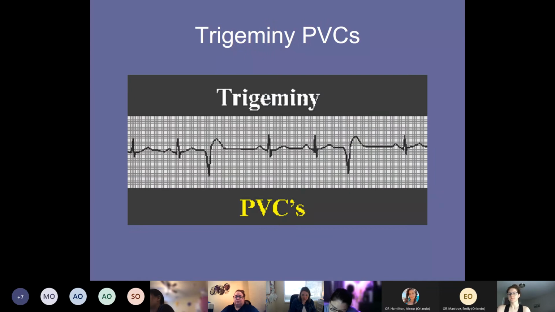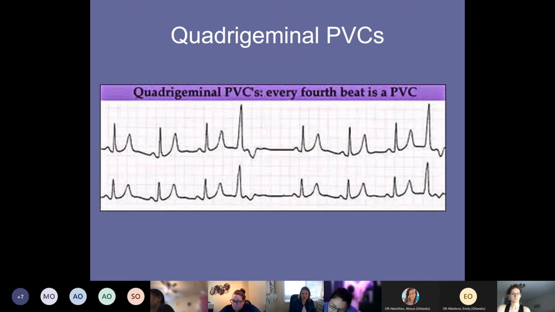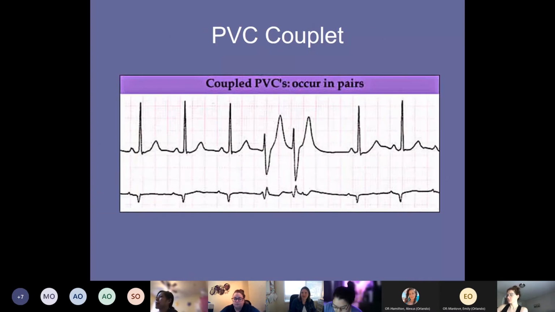Trigeminy, every third. Quadrigeminy, every fourth. I'm kind of scooting through these because I'm looking at the time as well. Couplet, oh, look how cute, it's a couple. Two of them right next to each other. That's not a good thing, okay?